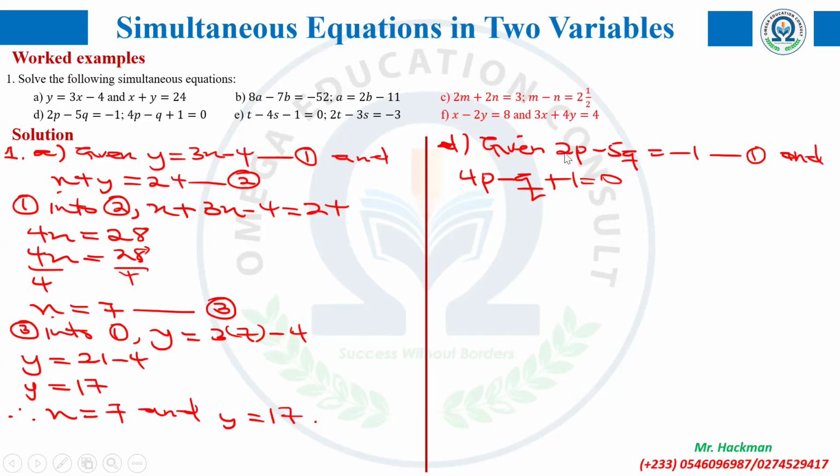This one, if I make P the subject, it will involve a fraction, same for Q. P the subject, fraction. This one, Q the subject, no fraction. So before I label my equation, I am going to make Q the subject and label it as equation 1. Otherwise, if I label it as equation 1, equation 2, here I have to go and write from 2, then make Q the subject. You get the point?